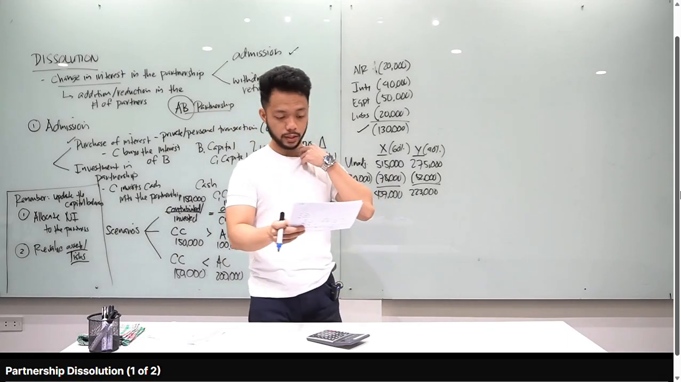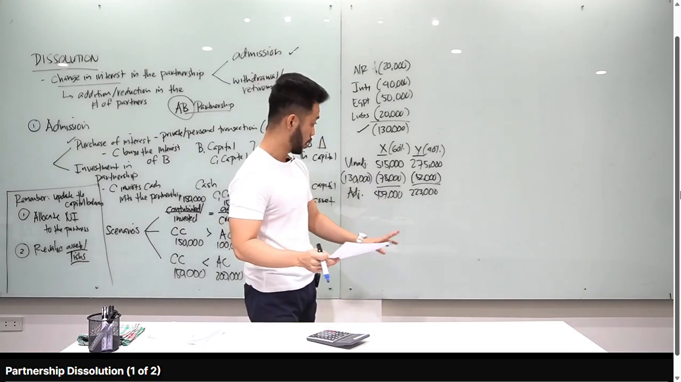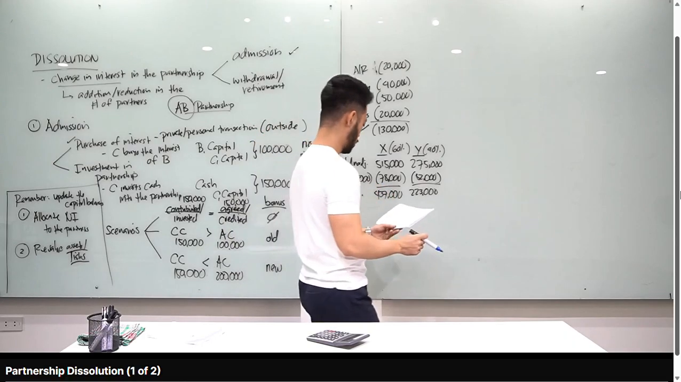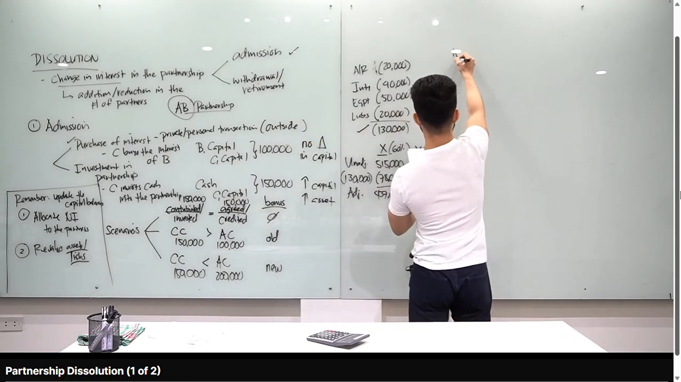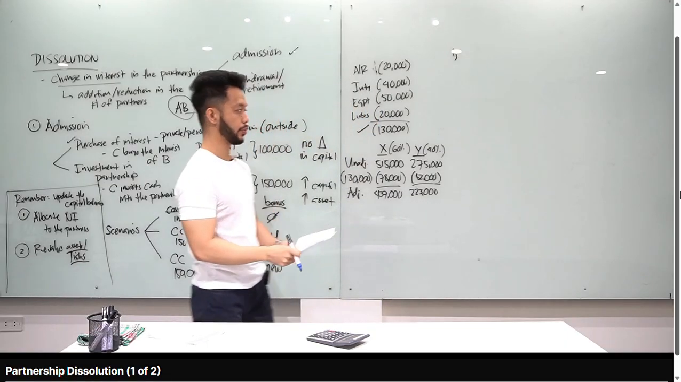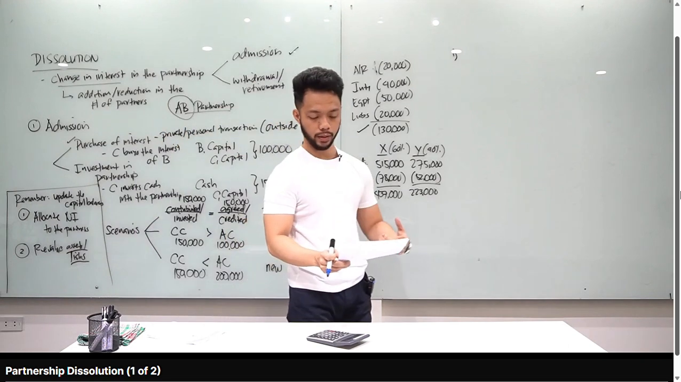The requirements in our class: compute for the capital balances and P&L ratios of the partners. Alright, so we can admit partner Z. Scenario number 1: Z acquires half of Y's capital interest for 800,000. Scenario number 1 is a purchase of interest. As you notice here, what Z paid to Y is 800,000.